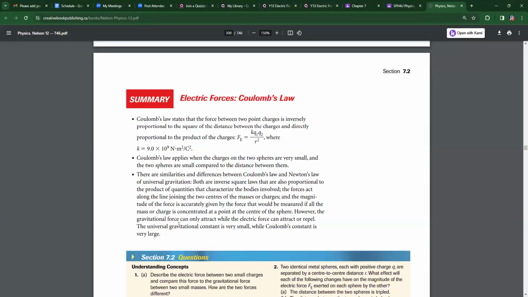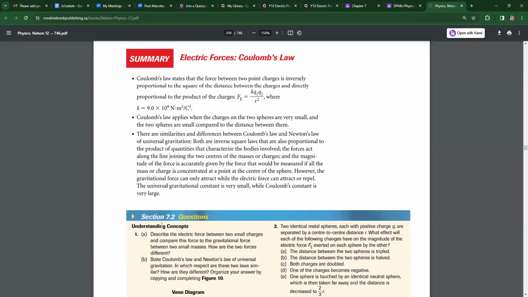Okay, and size. The universal gravitational constant, capital G, is very small. But Coulomb's constant is very large. It's about 9 multiplied by 10 to the power 9. So a huge K, but a very small G for universal gravitation.